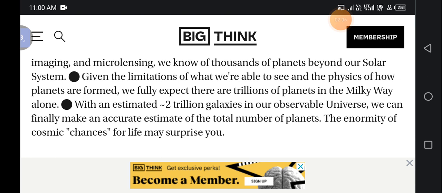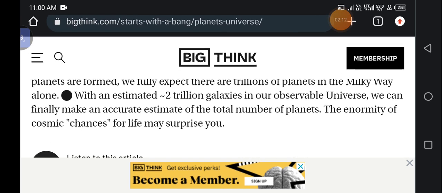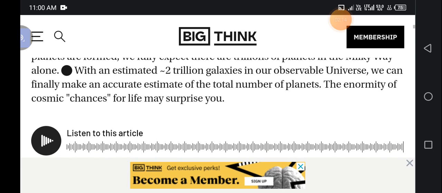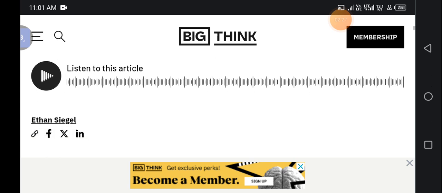Given the limitations of what we are able to see and the physics of how planets are formed, we fully expect there are trillions of planets in the Milky Way alone. With an estimated 2 trillion galaxies in our observable universe, we can finally make an accurate estimate of the total number of planets. The enormity of the cosmic chances for life may surprise you.